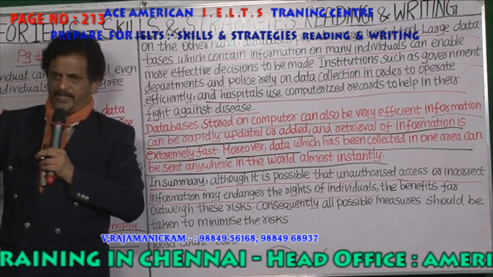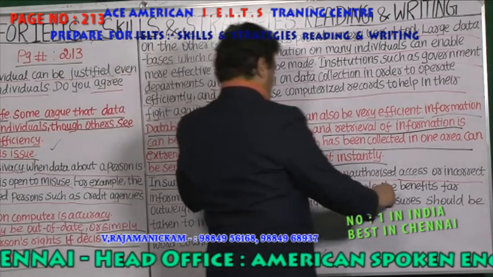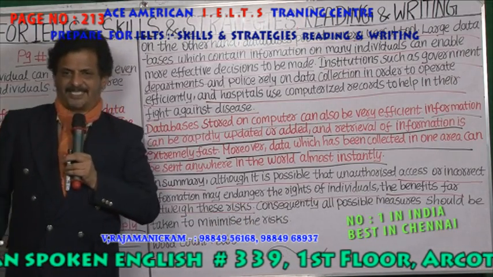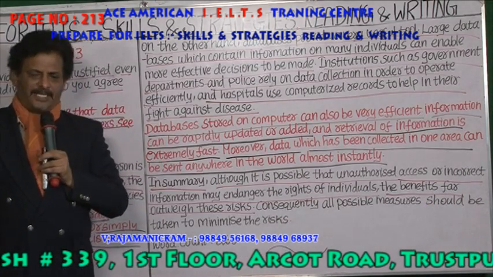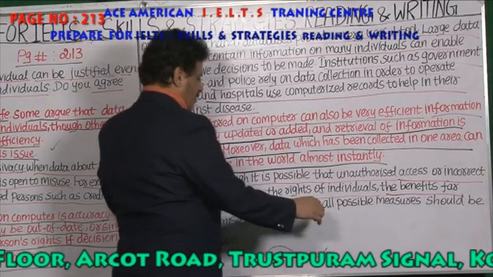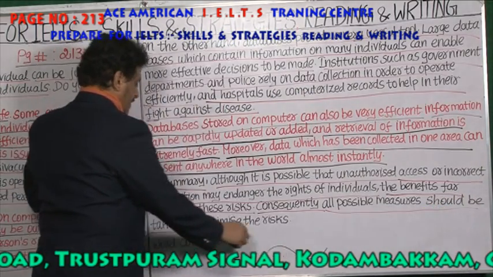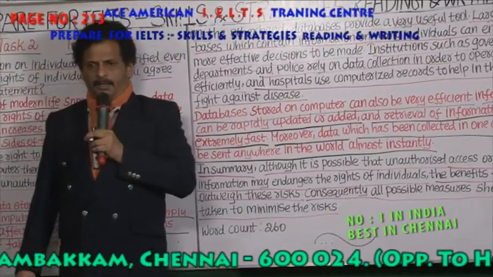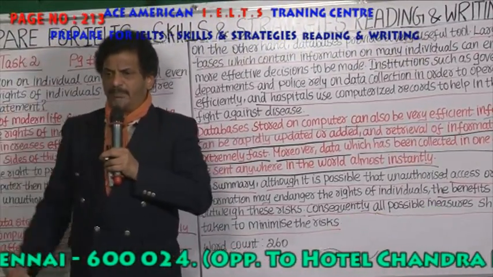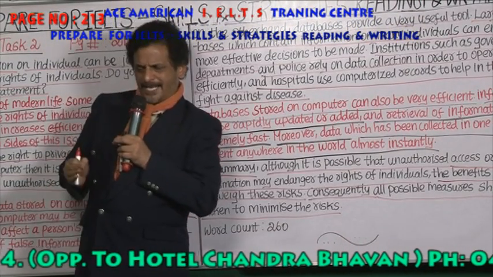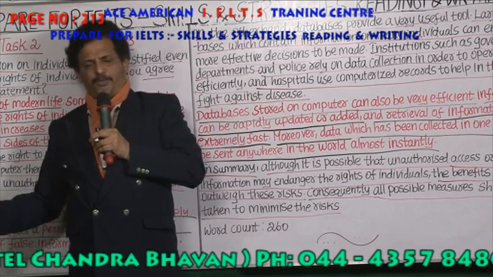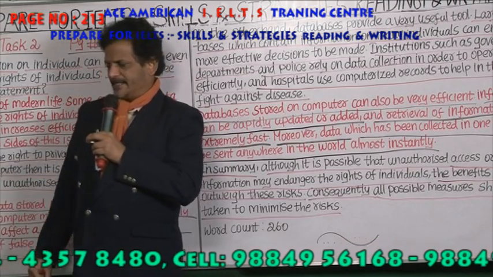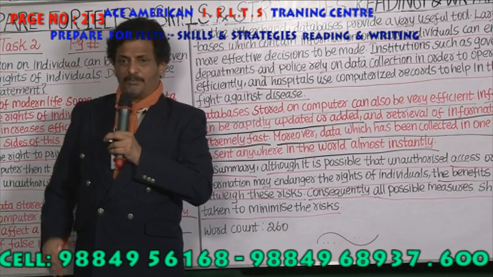Even though we have all these drawbacks, the benefits far outweigh these risks. Outweighs means more. So benefits are more than the risks. Consequently, according to that, all possible measures should be taken to minimize the risk. So the government authorities should take into consideration all the negative aspects of data collection, and they should try to minimize the risks. So here minus points are there and plus points are there for data collection, but the plus factors outweigh the minus, negative factors. So the government should try to minimize the risks.